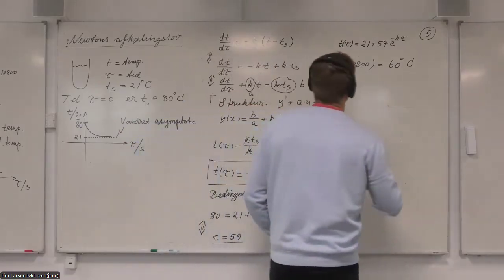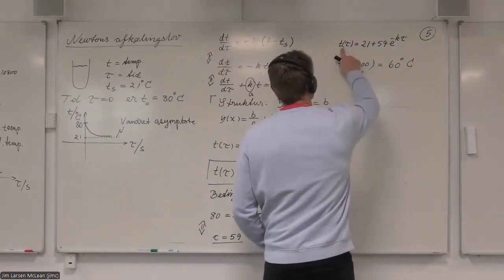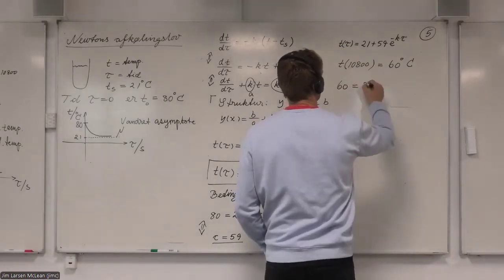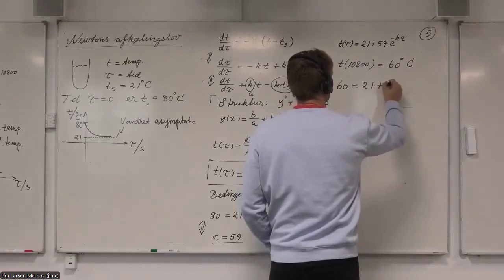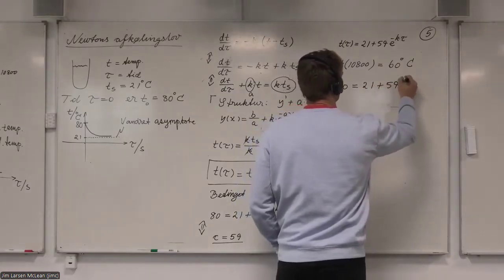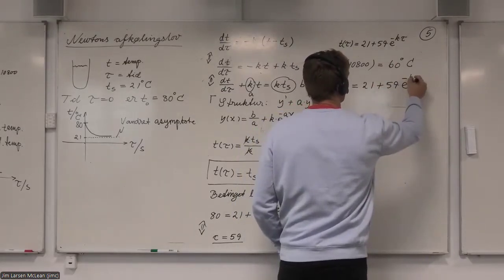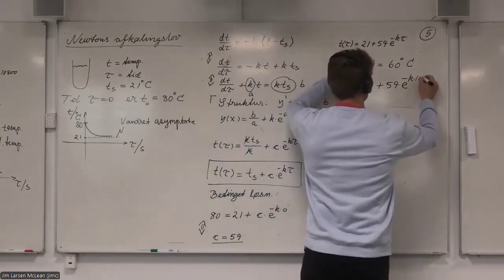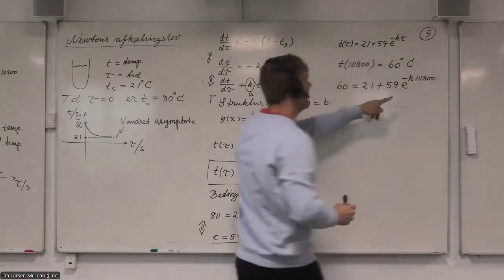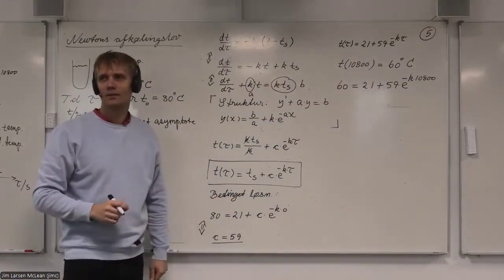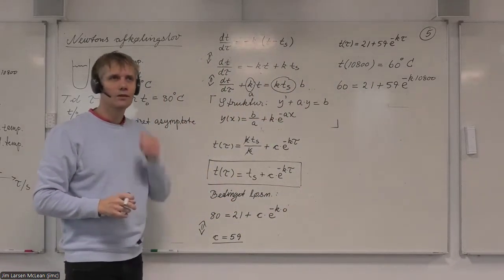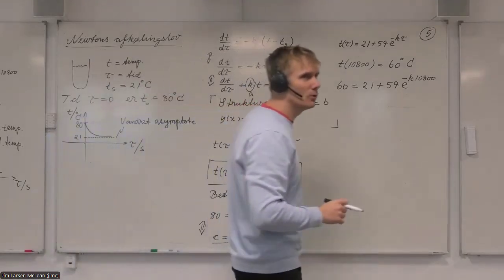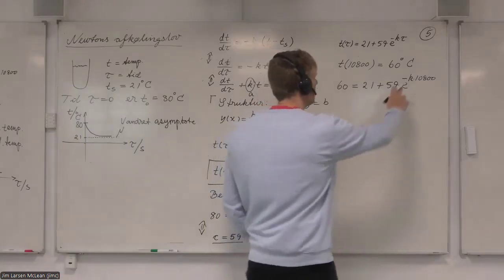So now I take 60 and put it in there. And that's the temperature. So 60 should equal 21 plus 59 times e raised to the power of negative something I don't know, which is k, multiplied by a time I know well, which is 10,800. And notice that the only thing I don't know is k. And k measures how quickly the thermos transfers temperature to the surroundings. So it depends on the quality of the thermos purchased. So now we can find k.